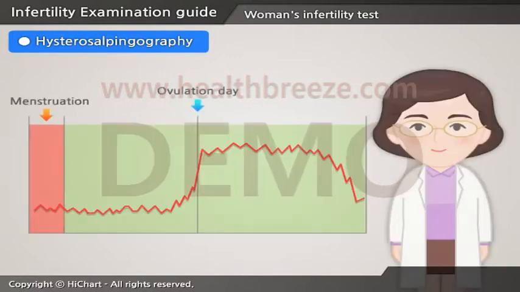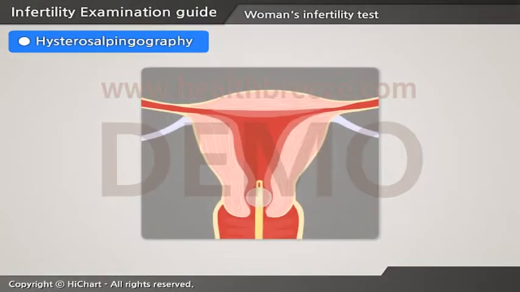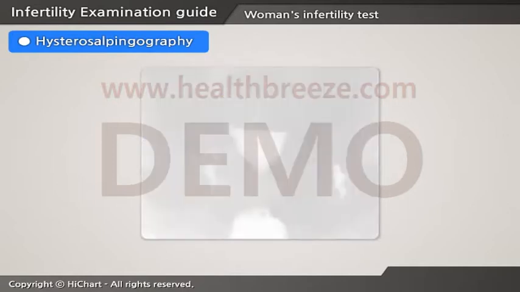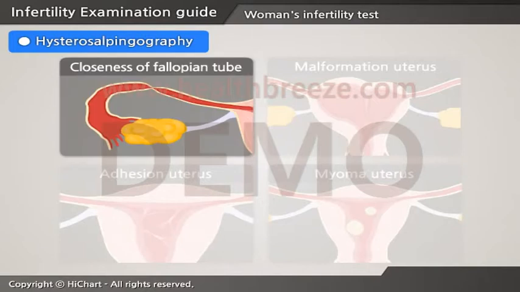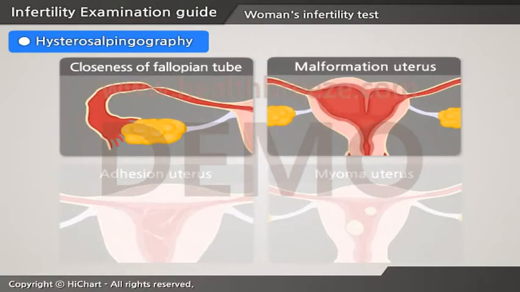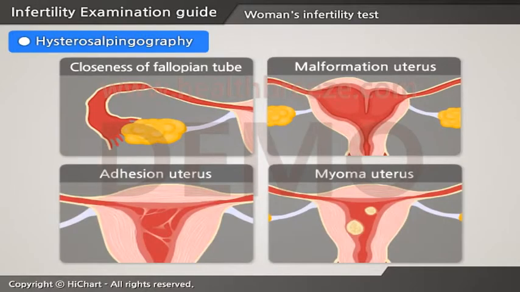Hysterosalpingography. This test is run between the days after menstruation and the ovulation date. By instilling a contrast medium that radiation doesn't penetrate through inside the uterus and taking a radiograph, it enables us to confirm closure of the fallopian tube, malformation of the uterus, or abnormality of the uterus, etc.